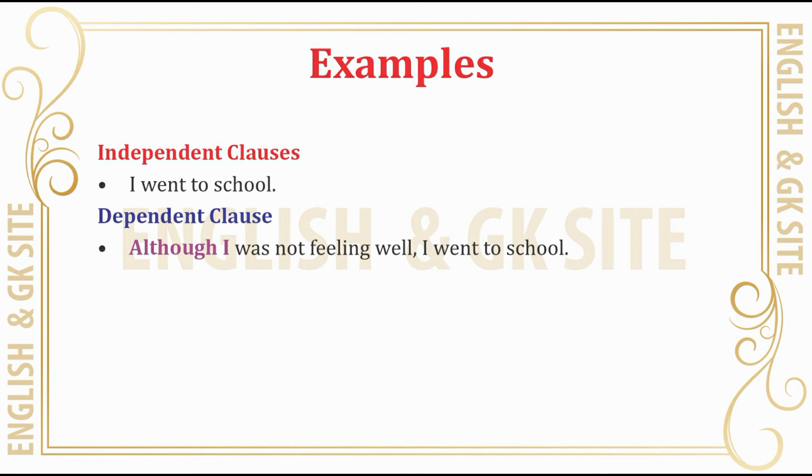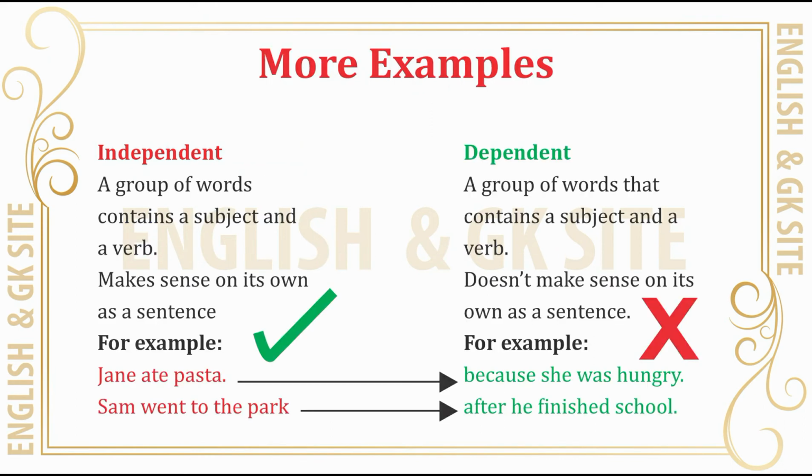Here I add two more examples. Jane ate pasta. Now it's a complete independent clause. Because she was hungry, it's a dependent clause or subordinate clause. Now see the next sentence. After he finished school. Now it is not making a complete sentence. So we add here an independent clause to make it complete. Sam went to the park after he finished school. Now the concept of clause is clear.